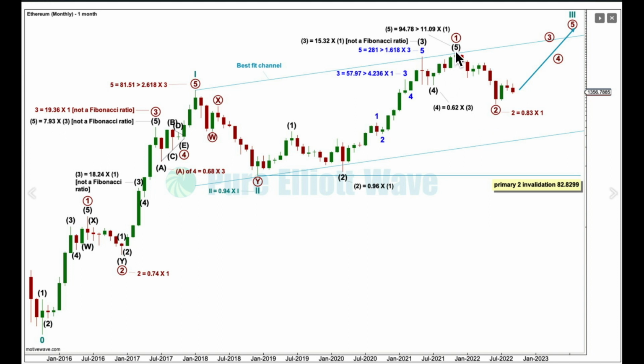I've noted also some wavelengths within primary wave 1. Intermediate 3 is 15.32 times the length of intermediate 1, and intermediate 5 is 94.78 longer than 11.09 the length of intermediate wave 1. There is a Fibonacci ratio, a rather extreme one. Within intermediate 3, there are Fibonacci ratios between all of 1, 3 and 5. Minor wave 3 is 57.97 longer than 4.236 the length of minor 1, and minor wave 5 is 281 longer than 1.618 the length of minor 3.